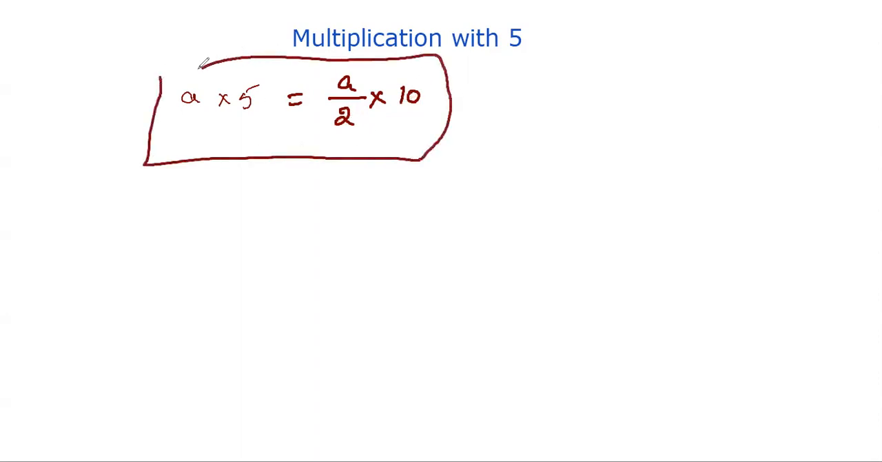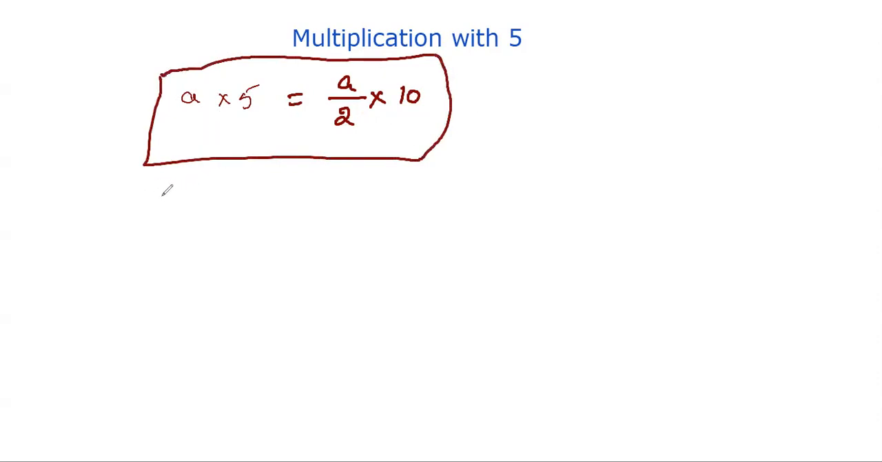First one, multiplication with 5. If any number is multiplied with 5, that is a by 2 into 10. Both are the same because the 2 is cancelled here 5 times. So a into 5 itself, it means there is no difference, but the approach is different.